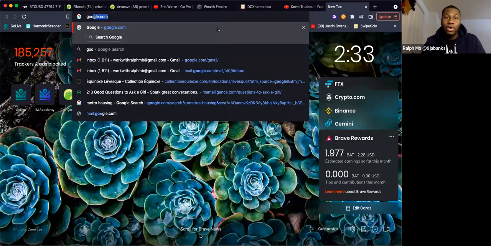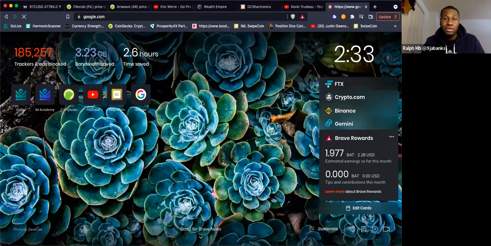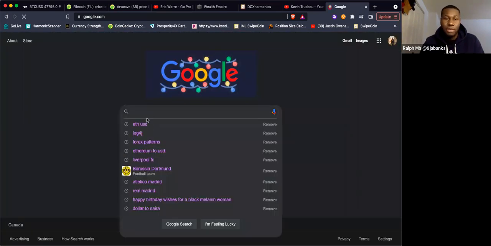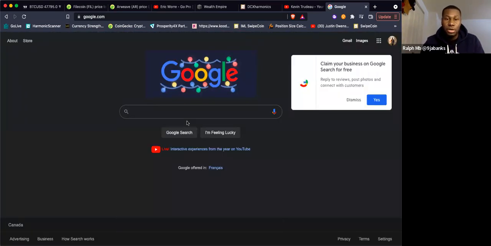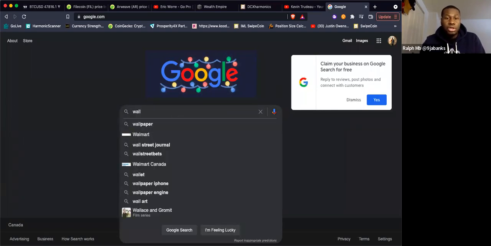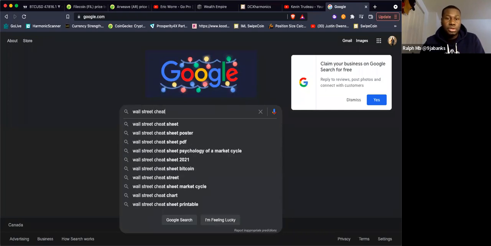And I'm going to give you this quick game right here, this whole market cycle. You should all know this already. I believe everybody should already know this. If I go on images real quick, Wall Street cheat sheet.